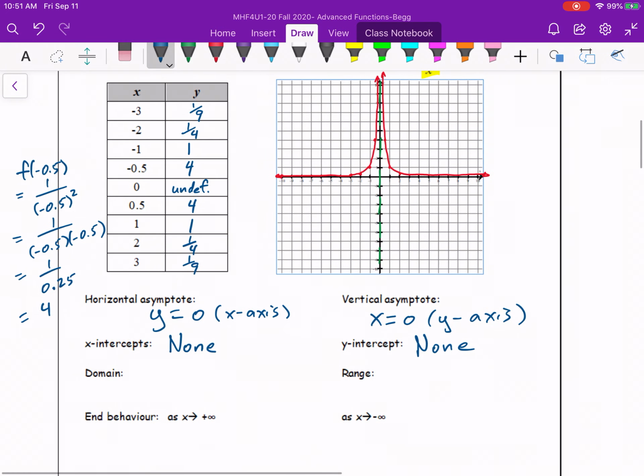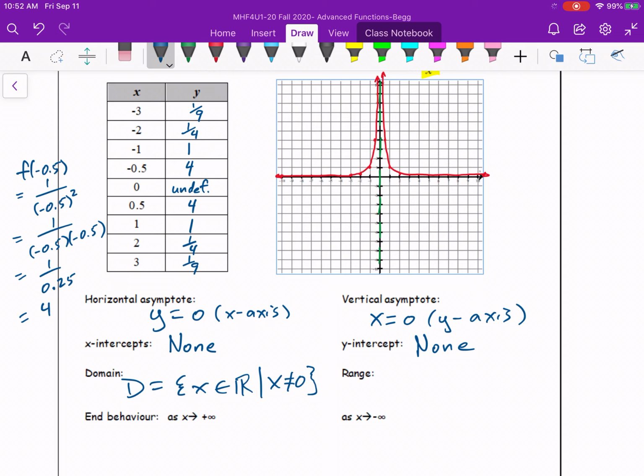The domain is all real numbers except the y-axis. That's the only thing it can't touch. So again, we just have to have that one restriction. We can say that x is not able to equal 0, but everything else is fair game.